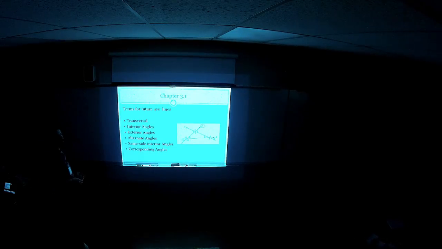Say again. Alternate, they're alternating sides of the transversal. It's like top and bottom of the transversal. Yeah, give me about 3 minutes here. 3 minutes. You may not need it, but I'm going to use 3.